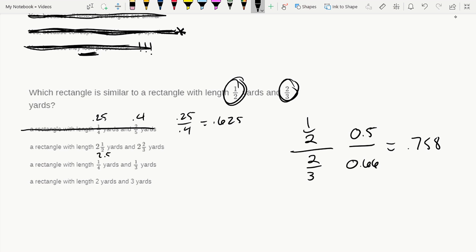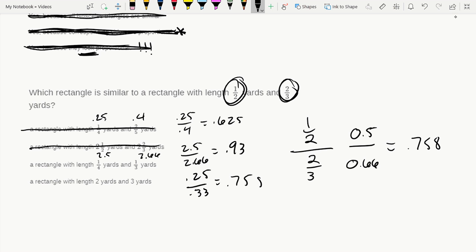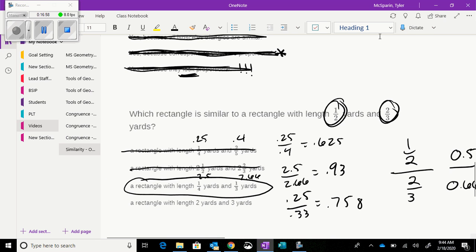That's 2.5 and that's 2.66. So 2.5 over 2.66. Uh-oh, guys, it's going to be passing time soon. 2.5 divided by 2.66 equals 0.93. That doesn't work. But does it go the other way? Nope. All right. 0.25 divided by 0.33 equals 0.758. That looks like it's the one. I know I went through that fast. If that's confusing, come ask me questions, okay? All right. Good luck on similarity.